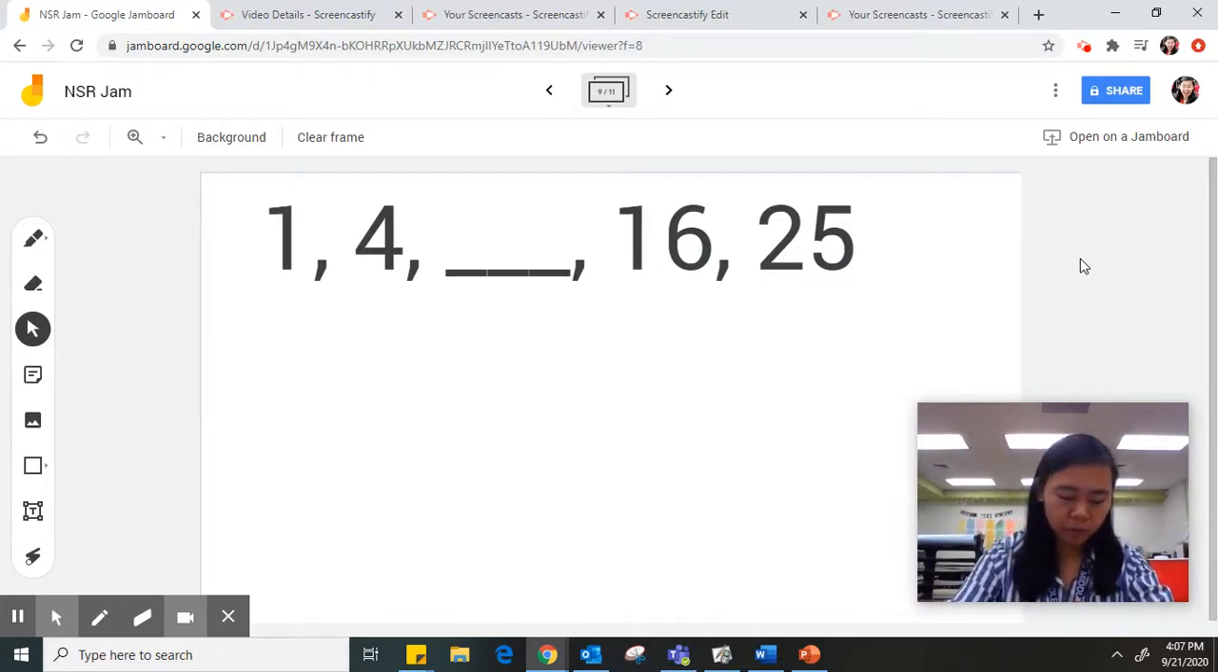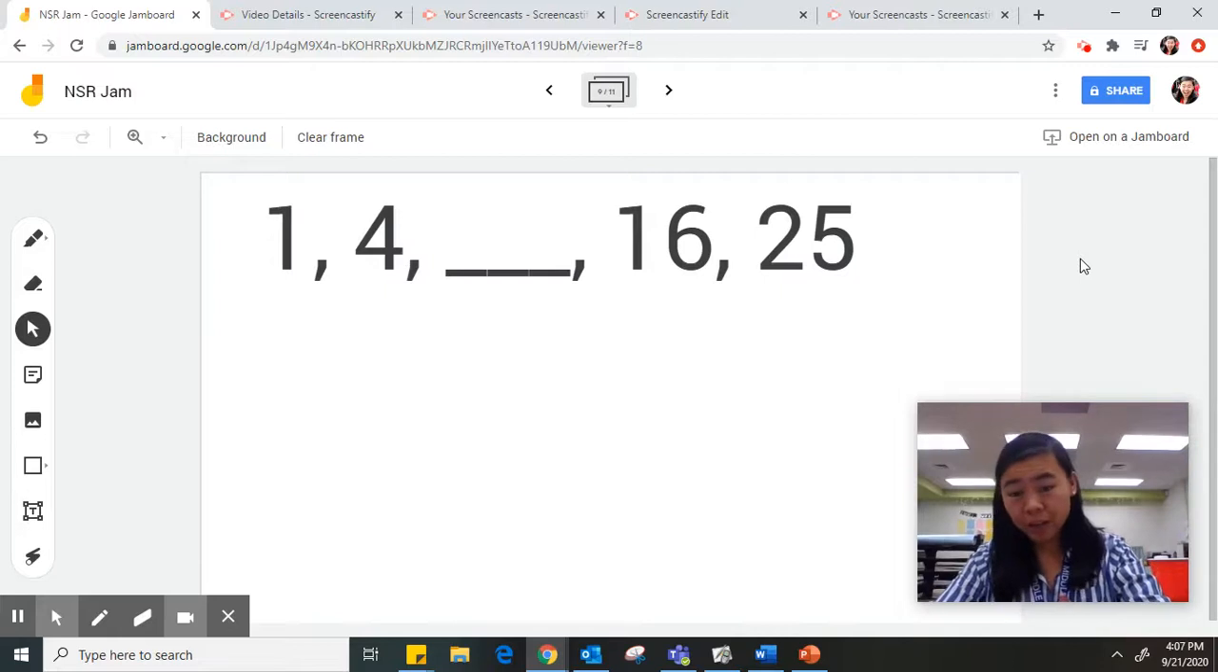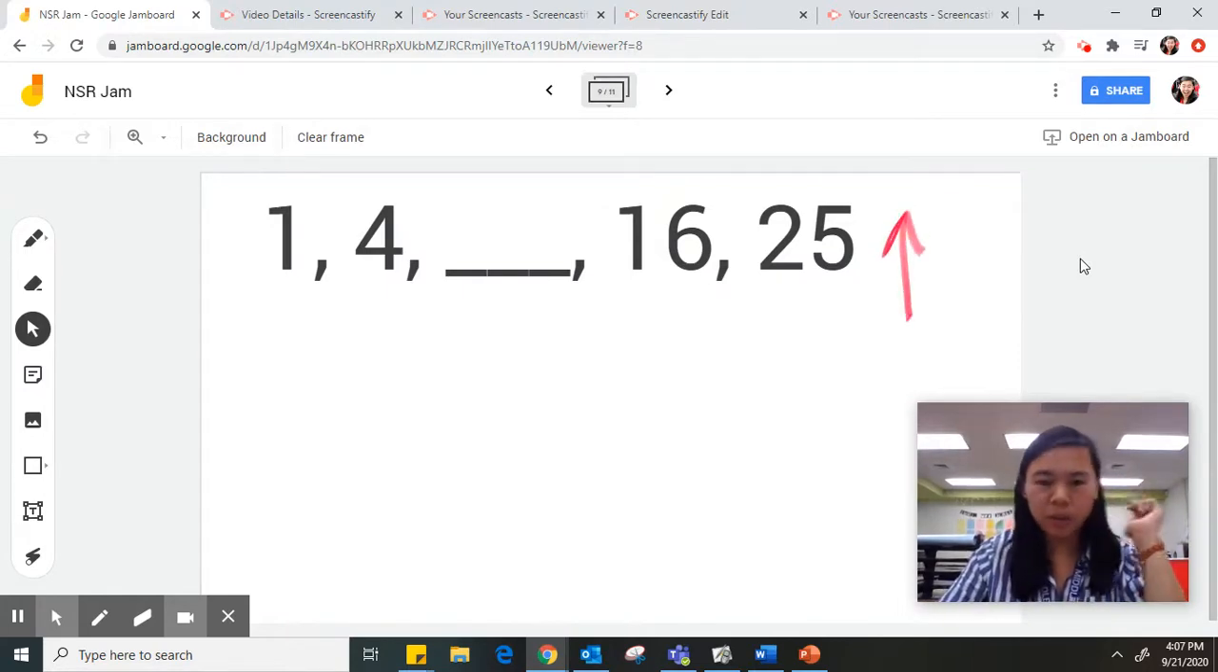So I already know that these are all perfect squares, right? And the first thing I want to do is go ahead and make an observation. Are these numbers getting bigger or are they getting smaller? Are they increasing or decreasing? Looks like these numbers here are getting bigger. So I'm just going to draw a little arrow here so I know that these numbers are getting bigger.